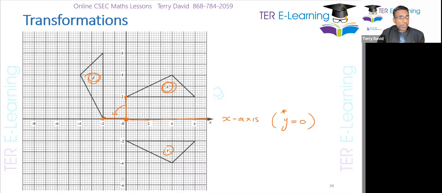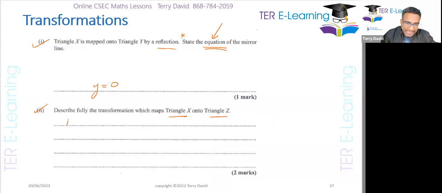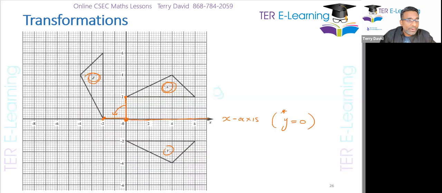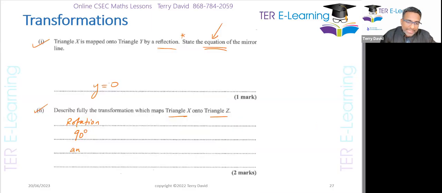Now, remember what I told you in class: when you're describing a rotation, there are several things that you have to state. So you're going to say rotation, yes. So it's a rotation, and you must specify the angle. That angle looks like 90 degrees. If I go back to the diagram, how did I rotate? Did I rotate clockwise or anti-clockwise? Based on what I'm seeing here, I'm rotating anti-clockwise. So it's going to be 90 degrees anti-clockwise.